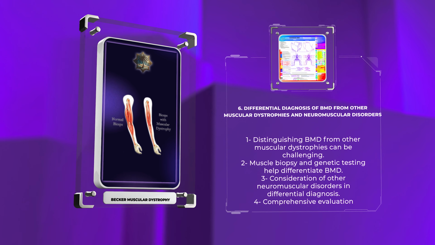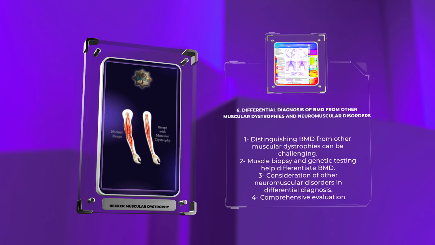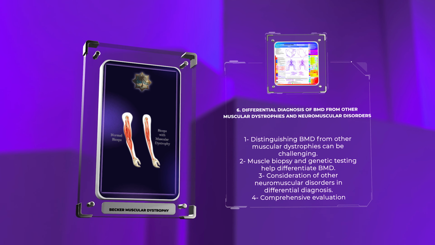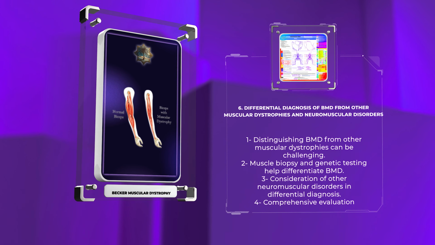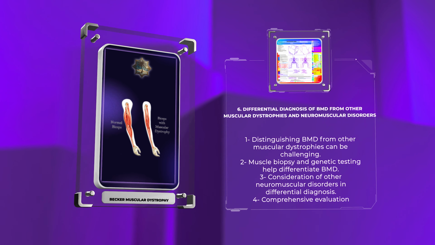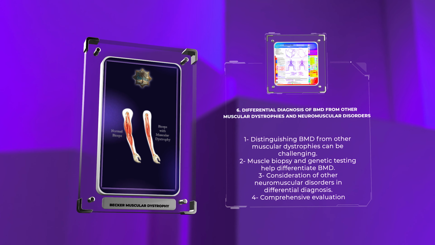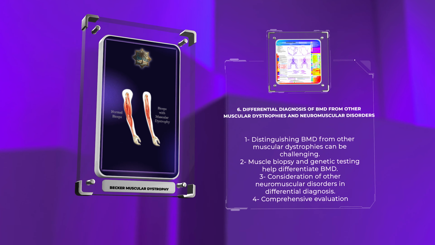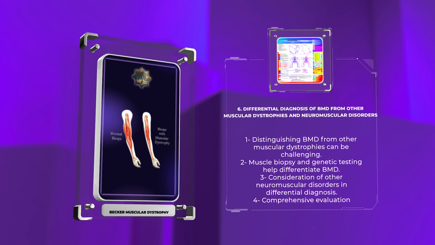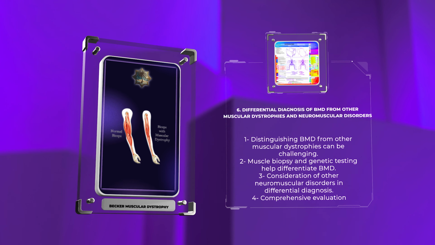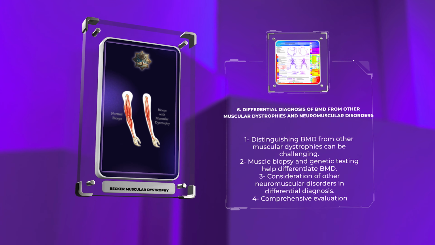Muscle biopsy findings, including dystrophin immunohistochemistry and Western blot analysis, can aid in differentiating BMD from other muscular dystrophies associated with dystrophin deficiency. Genetic testing, specifically identifying the causative mutations, plays a vital role in establishing an accurate diagnosis and guiding appropriate medical management. Other neuromuscular disorders such as limb-girdle muscular dystrophies, congenital muscular dystrophies, and metabolic myopathies should also be considered during the differential diagnosis process. A comprehensive evaluation incorporating clinical, pathological, and genetic information is essential for achieving a definitive diagnosis.